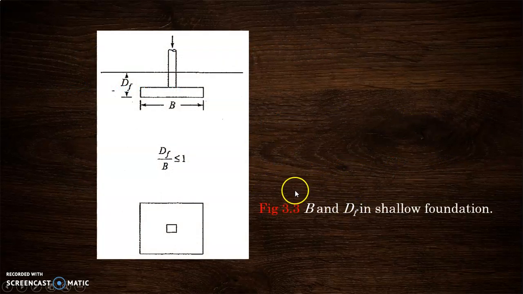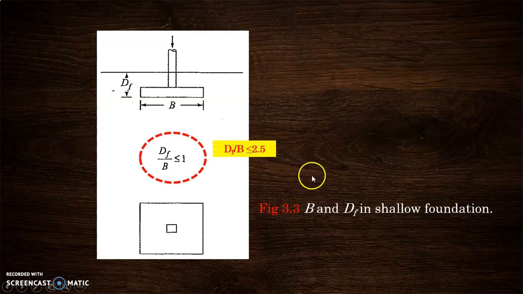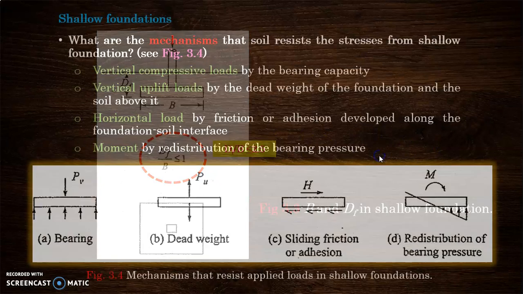In fact, some books will say that the ratio of D over B is no more than 1. The largest is 1, meaning D and B are the same size. Some books will say that it should be about 2.5, but generally it's no more than 3. That is what we can see from the textbooks and the standards.